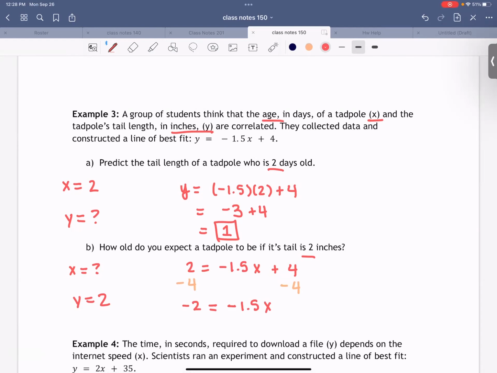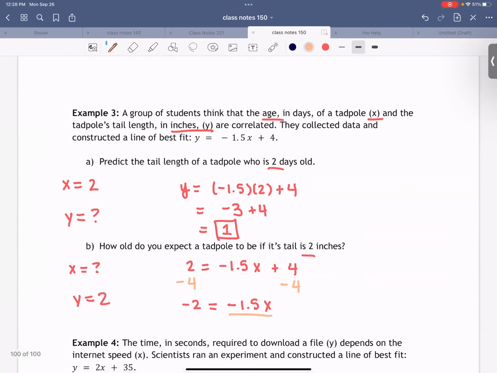How do I undo multiplication? Divide, right? The opposite of multiplication is division. So to get rid of the 1.5, I need to divide by -1.5. So on the left, I have, I think, 1.333. Good. And on the right, I have x. I expect the tadpole to be 1.3 days old. Any questions on what I've done here?